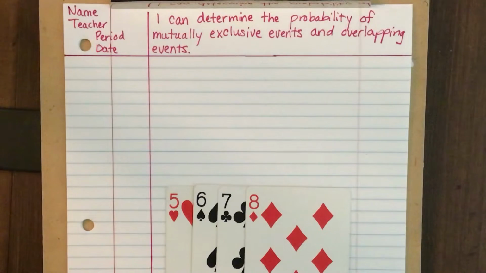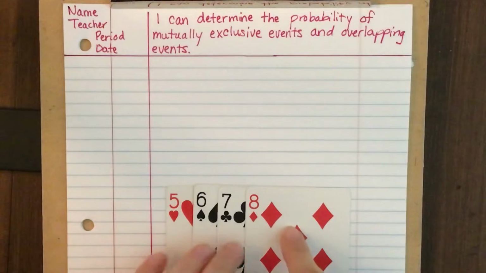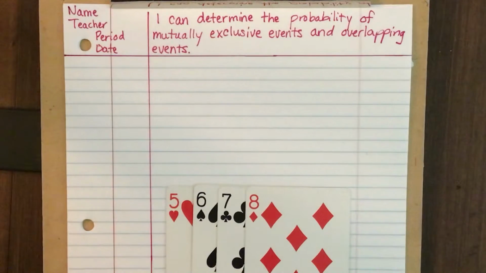Today you're going to learn how to determine the probability of mutually exclusive events and overlapping events. We're going to be using these cards today to teach on this topic. Okay, so the first thing we're going to do is just some examples.